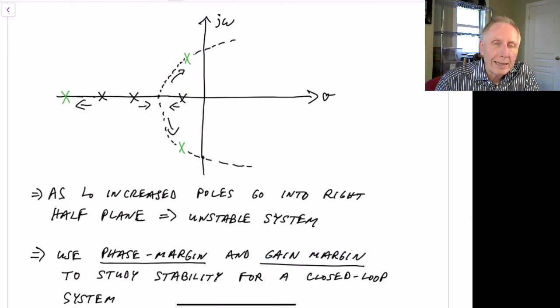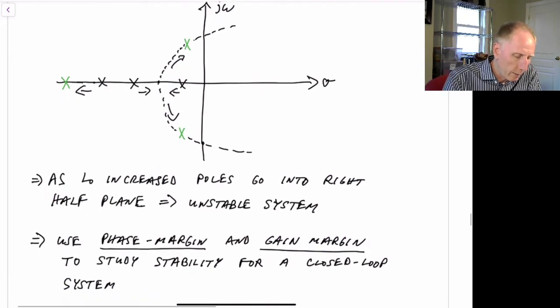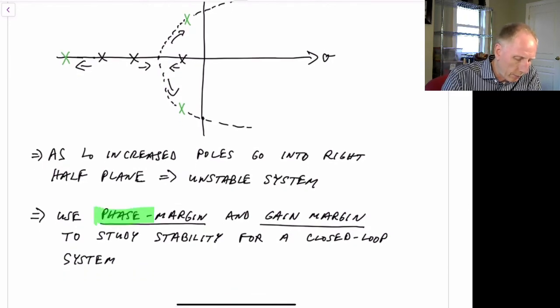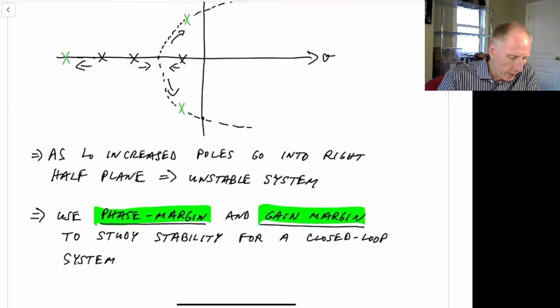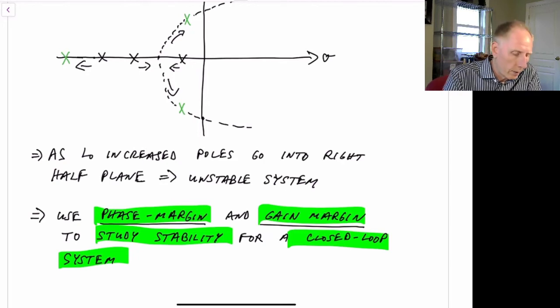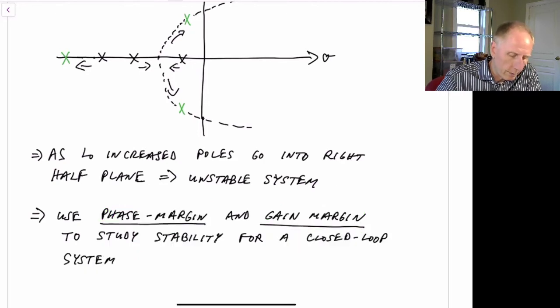Now, we won't always have L of S available to us. What we'll have if we're running a simulation is we can plot the magnitude of L of S and the phase of L of S. But actually finding the values for L of S is often quite difficult and not easily done. If we have 20 or 30 transistors, there could be many different poles and so forth. So fortunately, it turns out that we can use something called phase margin and gain margin to study the stability of a closed loop system. So we'll make use of that going forward.